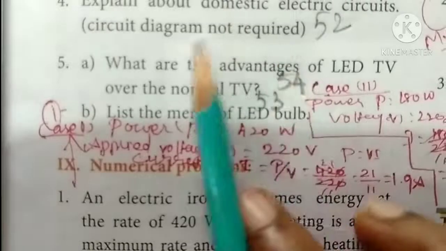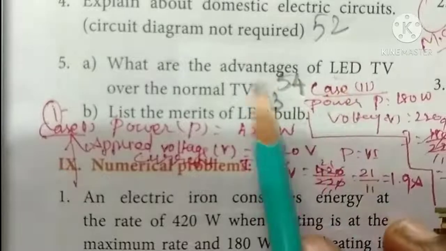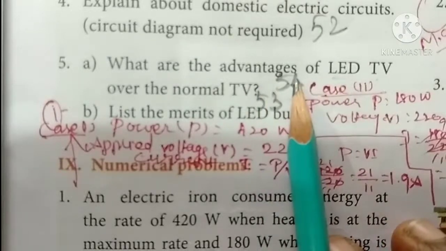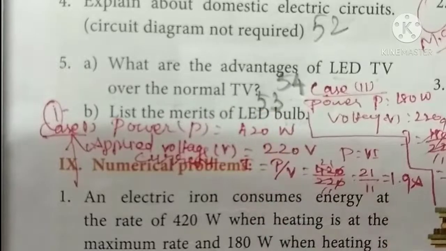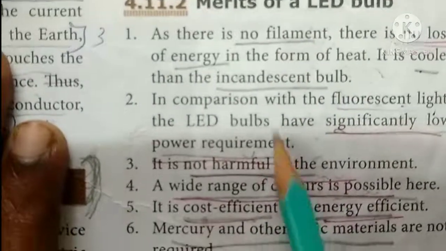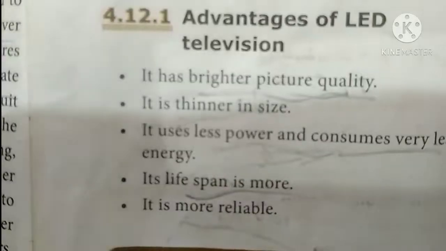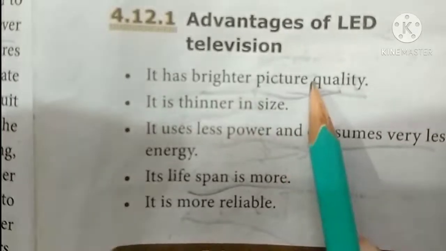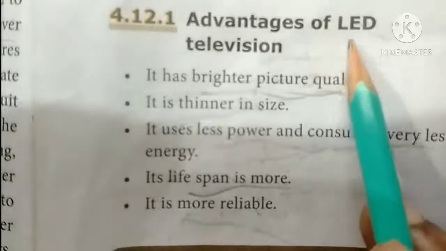Next, Roman letter 8, question number 5. What are the advantages of LED TV over the normal TV? Page number 54. And list the merits of the LED bulb, page number 53. For the merits of the LED bulb, we have to mark on page number 53 all these points, 1 to 6. Next, on page number 54, the advantages of LED television are there. Okay, these points you have to mark.